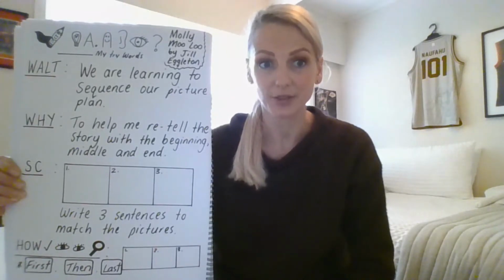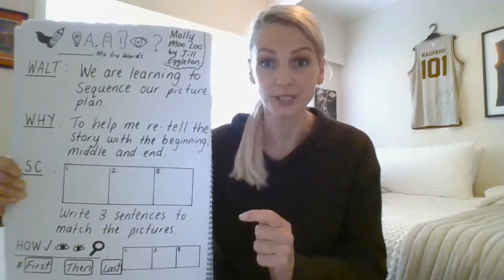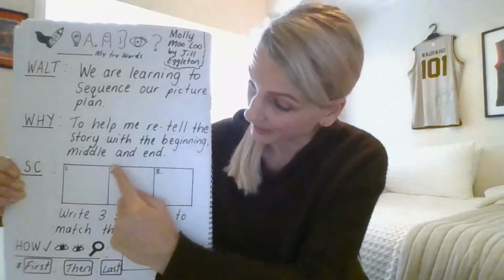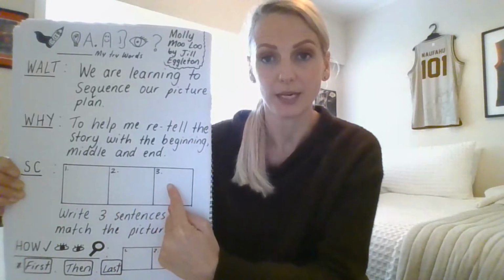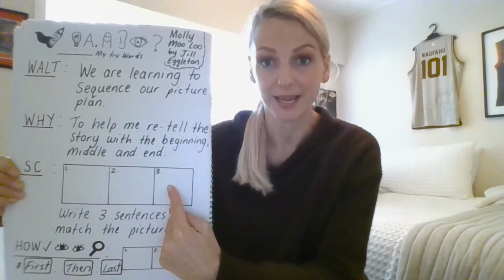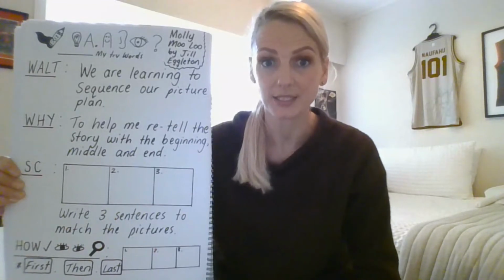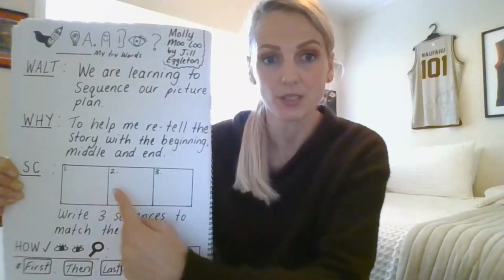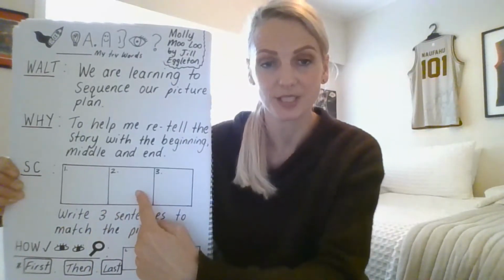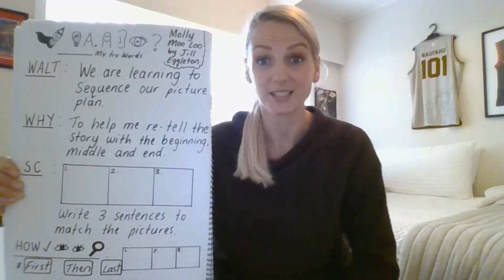So the success criteria for today's learning intention is to make sure you draw a grid in your picture plan. So your picture plan needs to look like this. It needs to have 3 boxes labeled 1, 2, and 3. And that's where you're going to draw your picture plan today. You also need to have 3 sentences in your writing today, and your 3 sentences need to match those pictures. The first sentence needs to match the picture in this box, the second sentence needs to match the picture in this box, and the third sentence needs to match the picture in this box. So those are your success criteria.